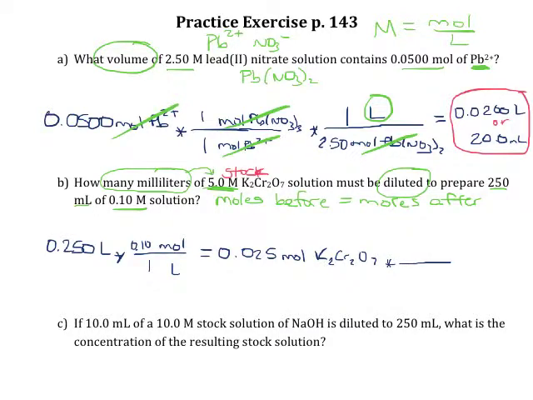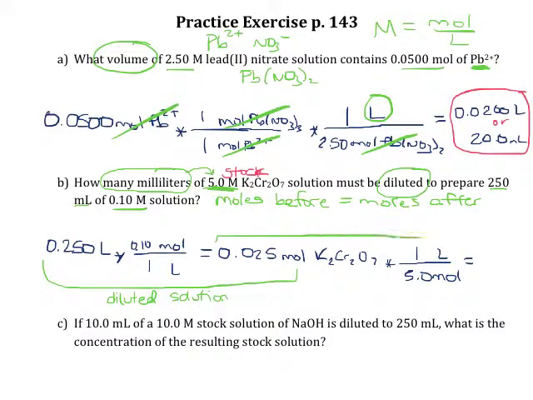Okay, so all of this here, this is talking about my diluted solution. But I know that the moles before the dilution are the same as the moles after the dilution. So if I can cancel out moles and turn that into liters, I can figure out the volume of my stock solution. So my stock solution, they tell me, is 5.0 moles per liter. So all of this is my stock solution.